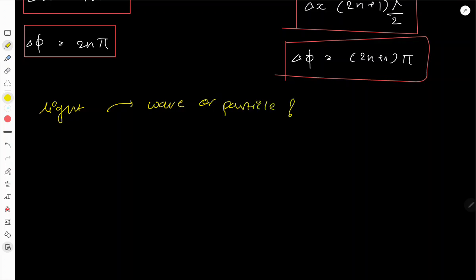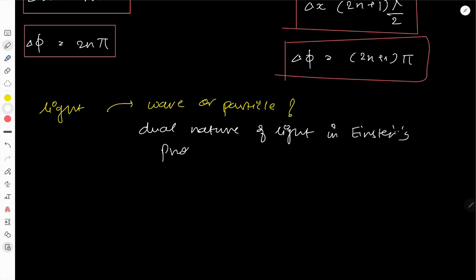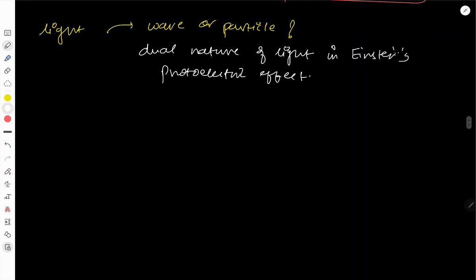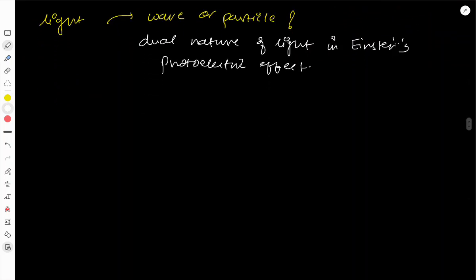Some of you might have heard about this debate of the dual nature of light in atomic structure, or even in Einstein's photoelectric effect. But that is not the complete story that we have to know. The photoelectric effect does not tell the complete story. Instead, it deals with the material sciences. So now we have to understand what light is.